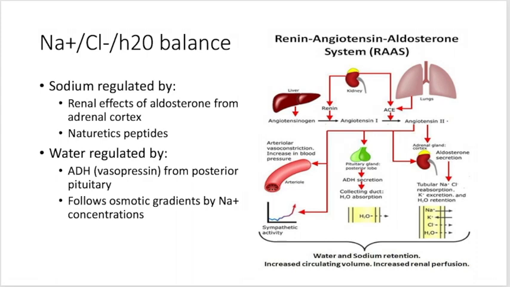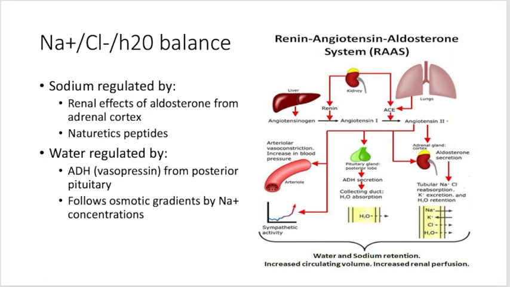Moving on to sodium chloride and water balance. The kidneys and hormones have a central role in maintaining sodium and water balance because water flows along the osmotic gradient established by changes in salt concentration. Sodium balance and water balance are intimately related. Sodium is regulated by the renal effects of aldosterone. The aldosterone comes from the adrenal cortex, and the natriuretic peptides come from the heart.